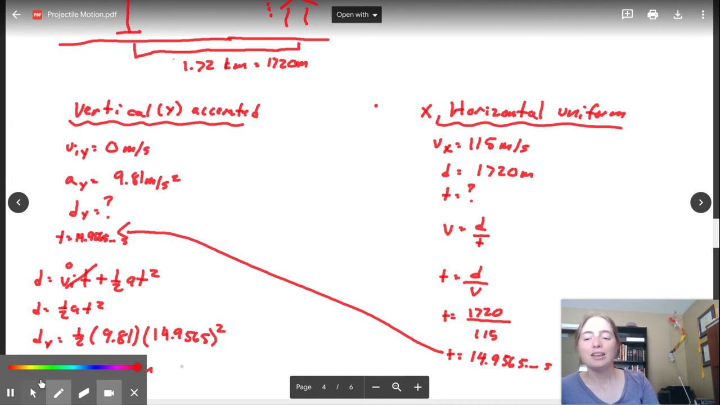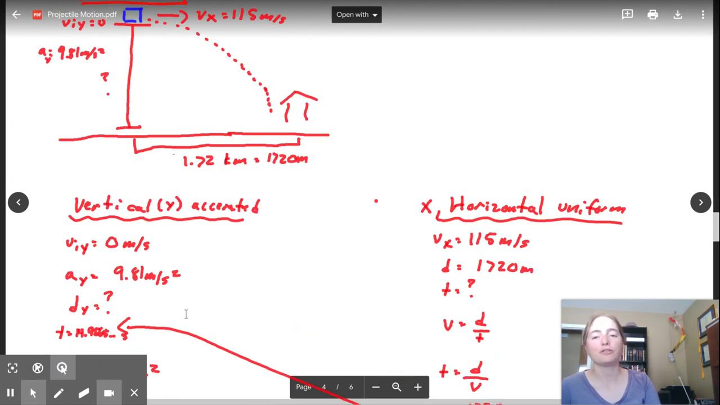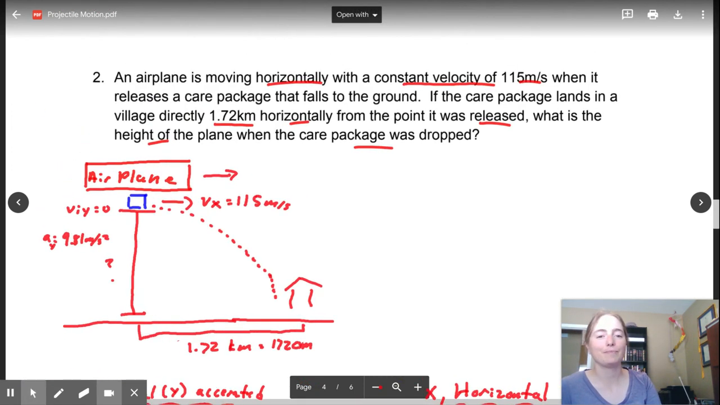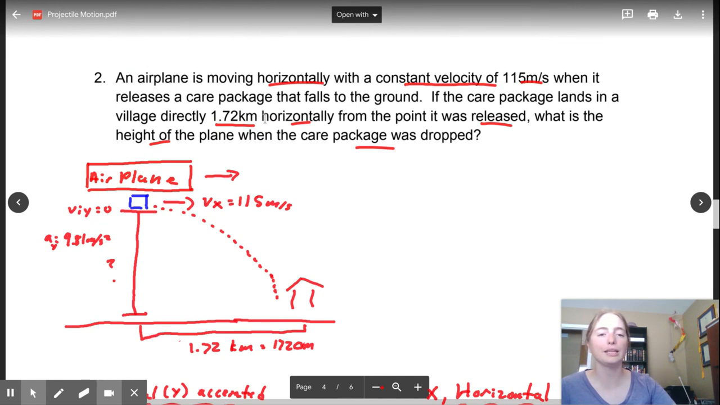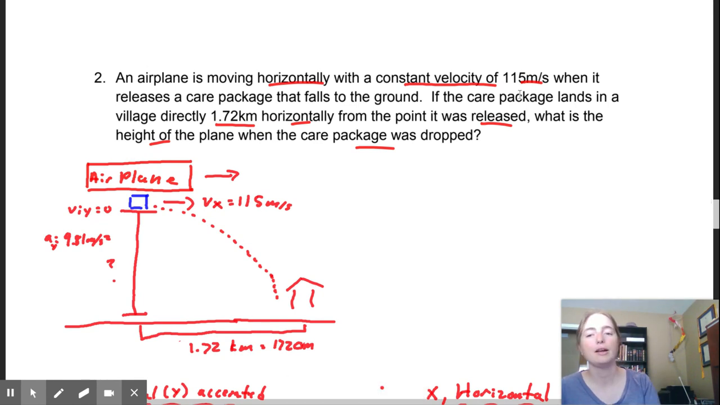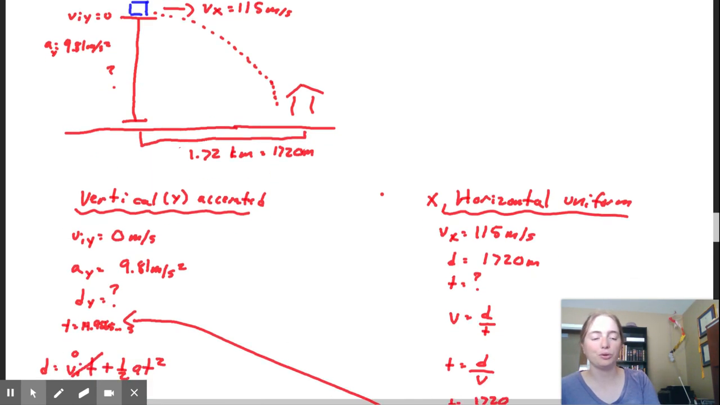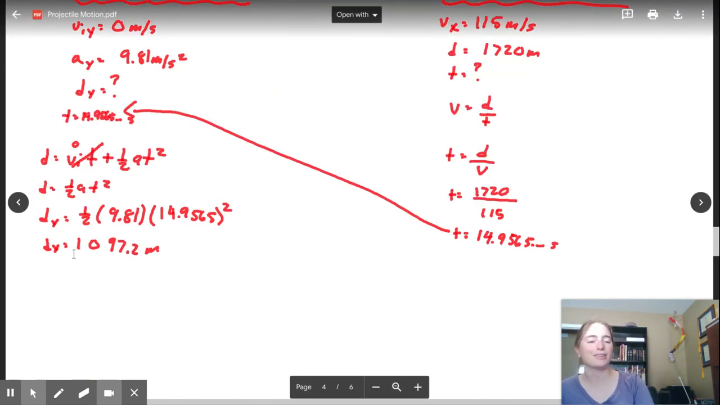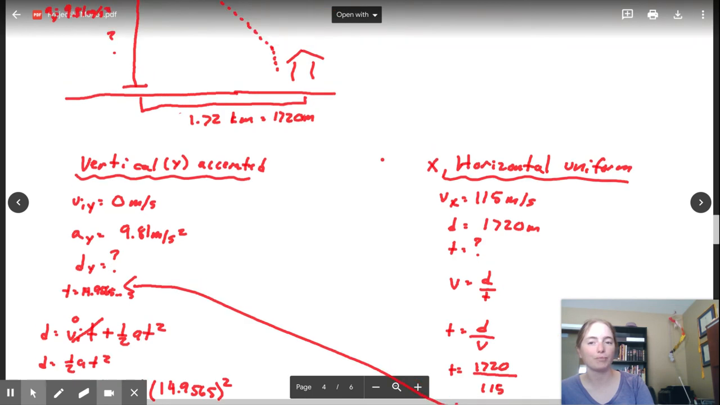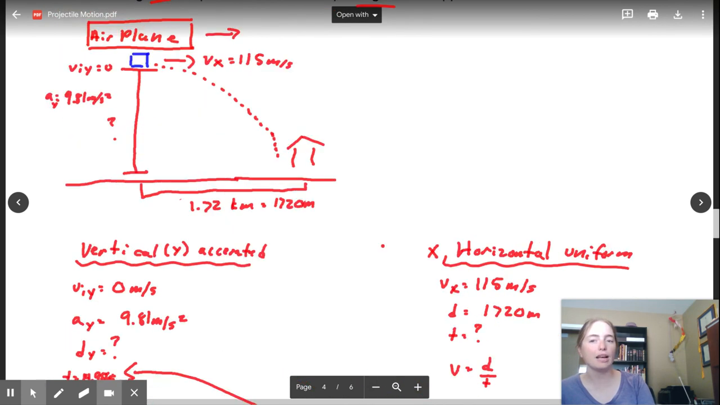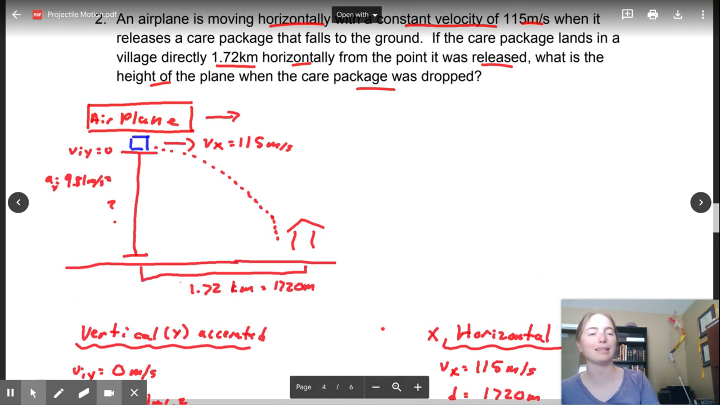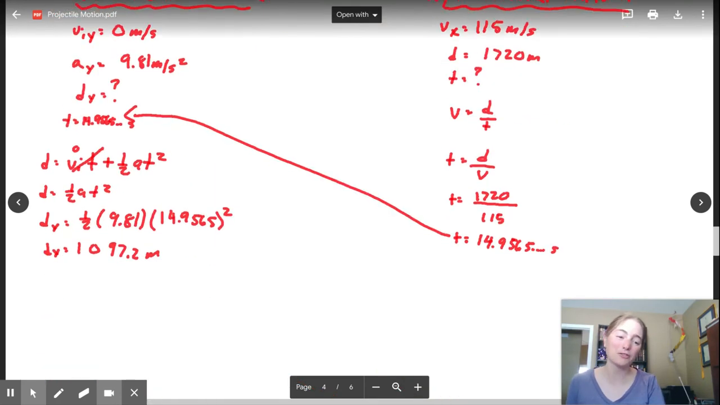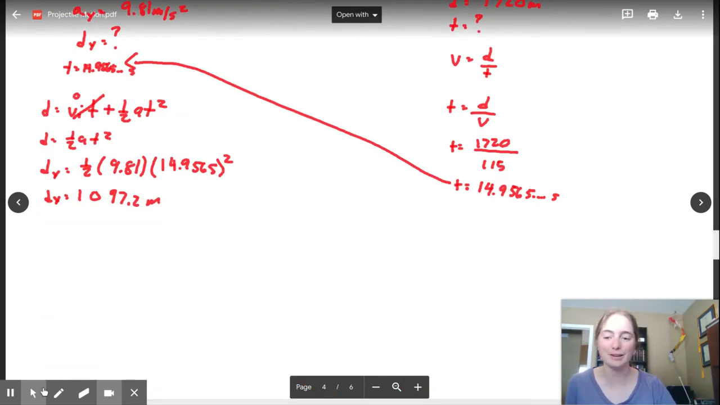Now we need sig digs. Let's go back up to the original question and look for our sig digs. Well, I've got 3 here and 3 there. 9.81 is 3, so I have 3 sig digs. Now, I have been asked for the height of the plane. I have not been asked for the vertical displacement. So that means I've asked for another scalar quantity, so I do not want a direction with this. I want 3 sig digs.